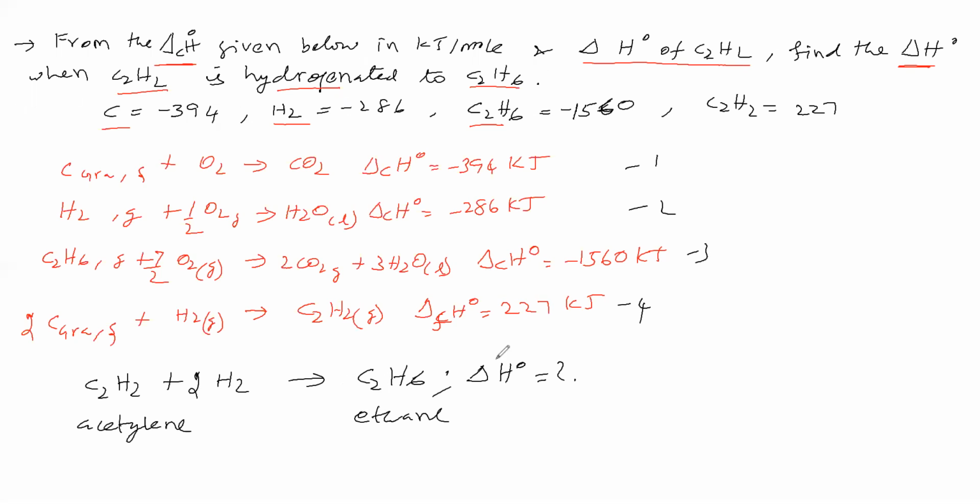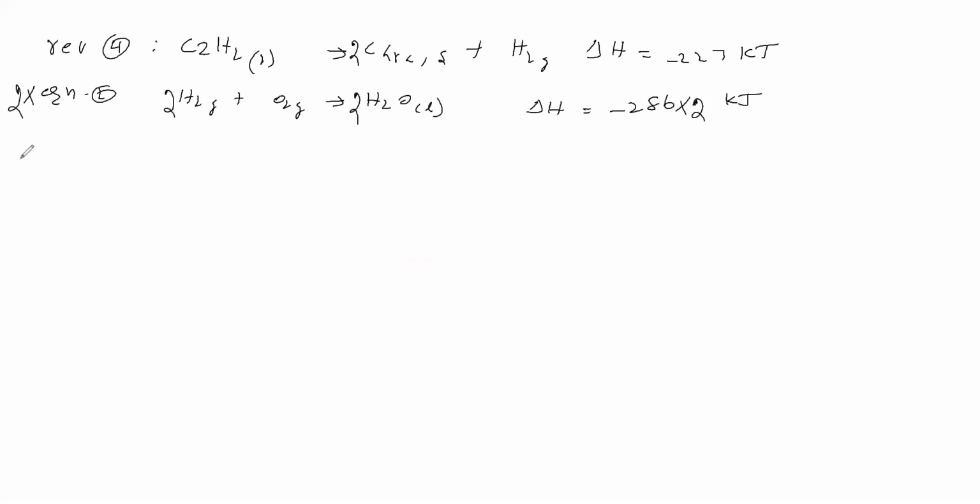Means in equation number 3. We want ethane on the right side, but in equation number 3, ethane is on the left side. Therefore, reverse equation number 3. So we are reversing equation number 3.